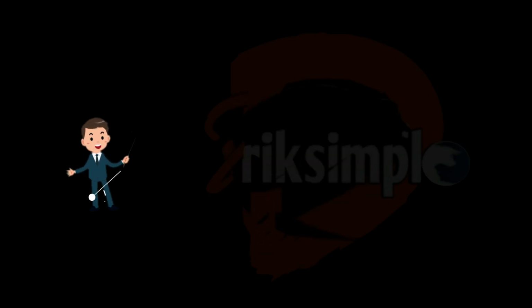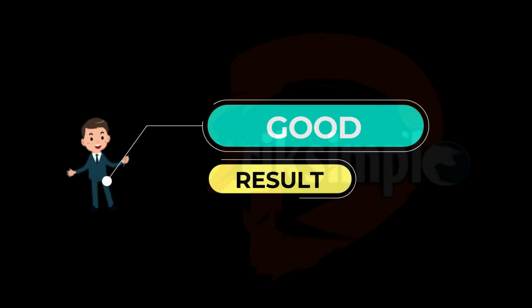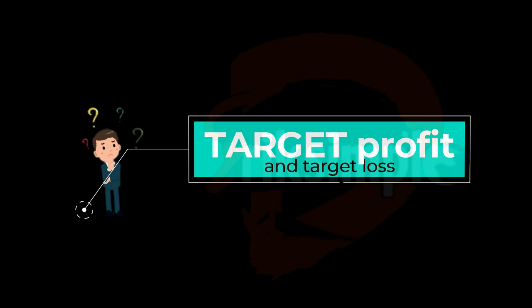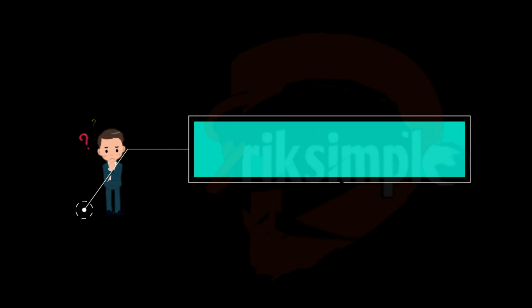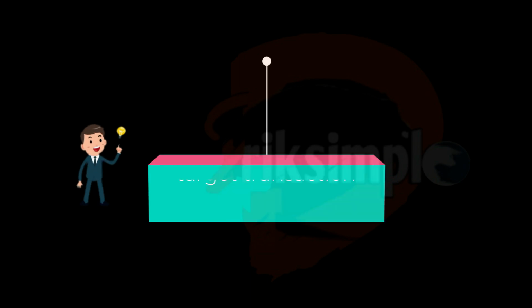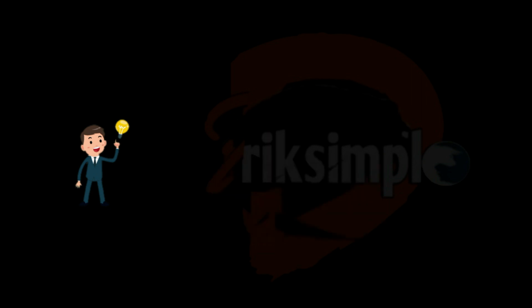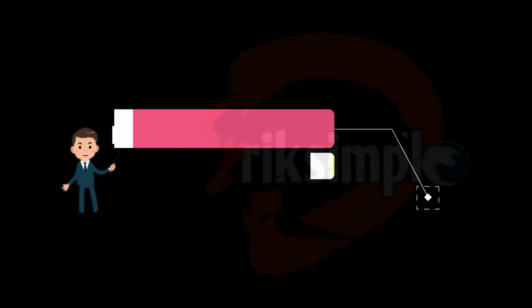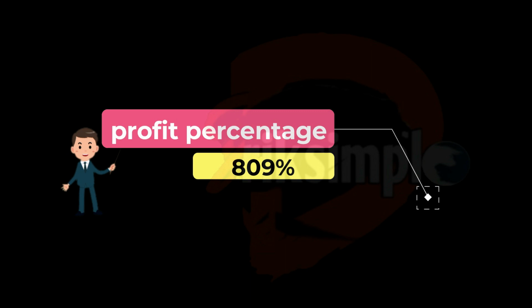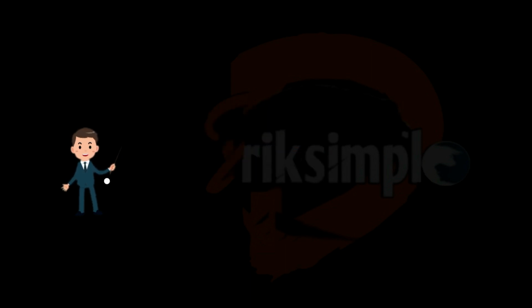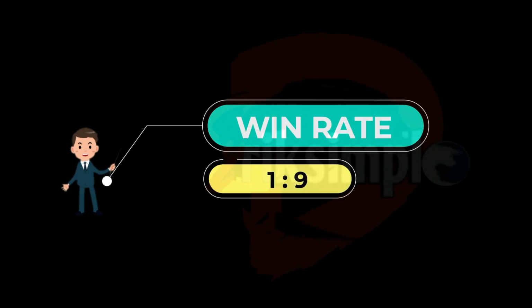Therefore, the thing we must pay attention to is a money management system that we can use to get better results. Then what is the target profit and target loss that we should use? Here I will use the target of the transaction so that the profit target and the loss target will be found. In digit match trading, the profit percentage is 809%. Wow, that's huge. Yes, but you need to know that for comparison the win rate is 1 to 9, so it's very risky to spend your balance.